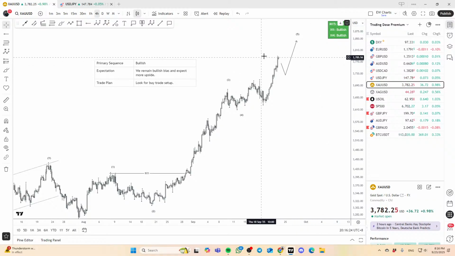However, price is currently at the top, right? So you do not want to be buying at the very top. Okay, so the take here is wait for price to give us some sort of a meaningful pullback, a substantial pullback before we jump in and look for the next buy trade.